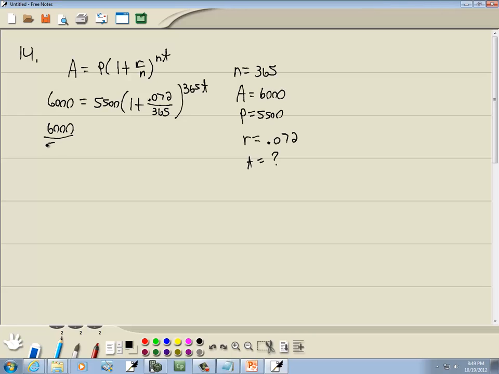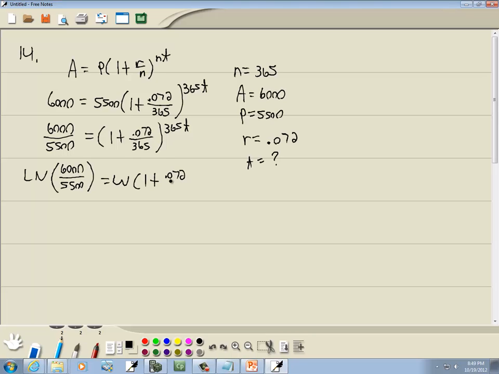So take 6,000 divided by 5,500 equals 1 plus 0.072 divided by 365 to the 365 T power. Second step was to take natural log of both sides. So take ln of both sides. So we got ln of 6,000 over 5,500 equals ln of 1 plus 0.072 divided by 365 to the 365 T power.